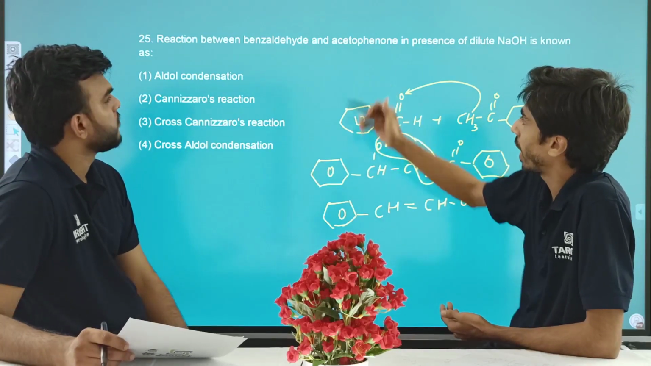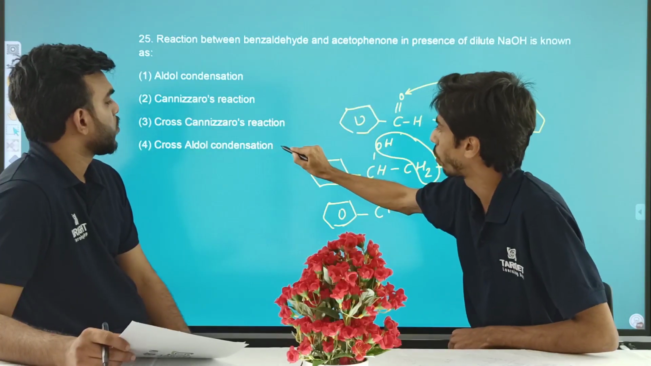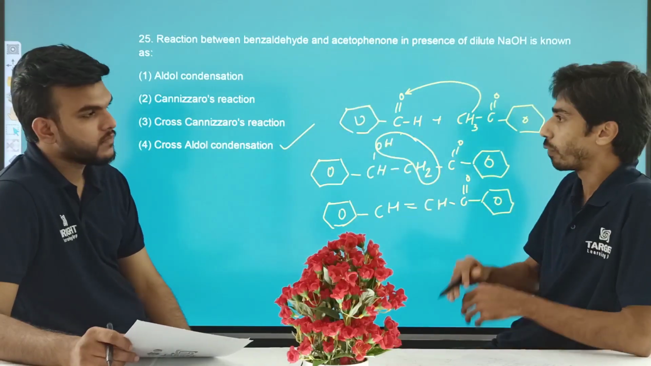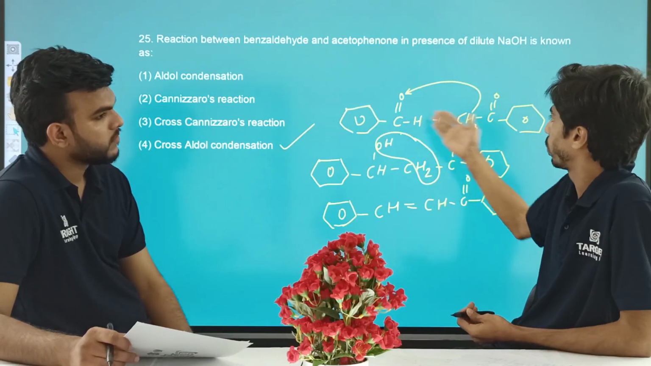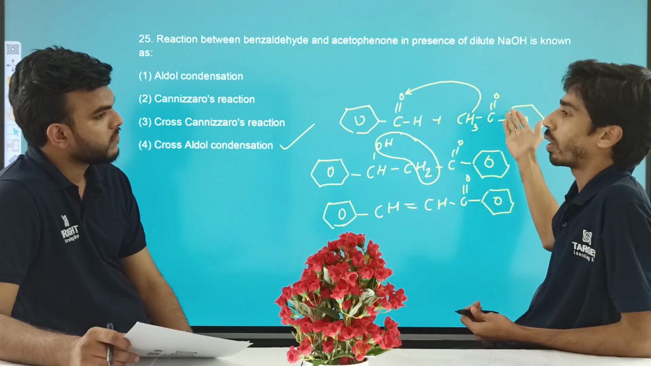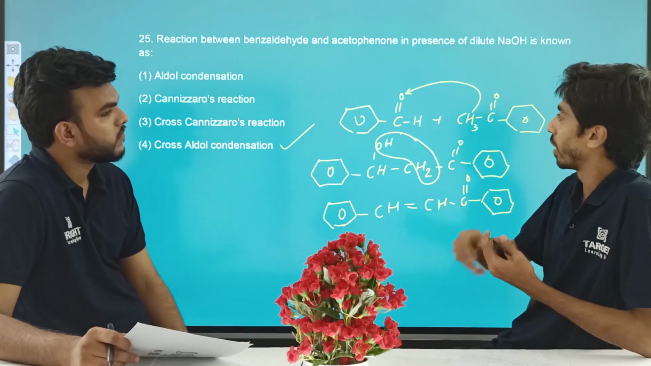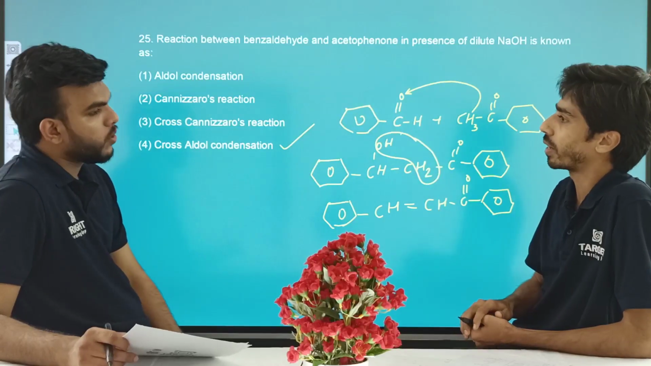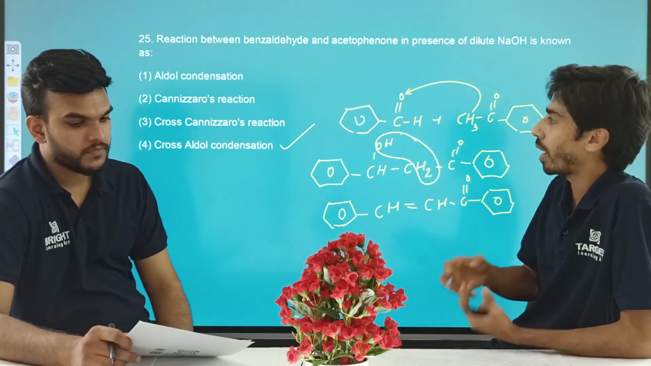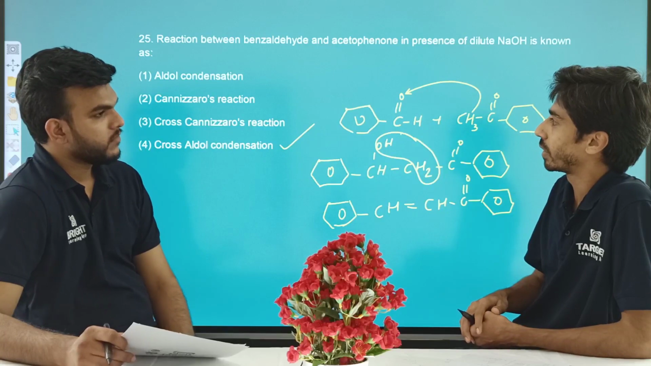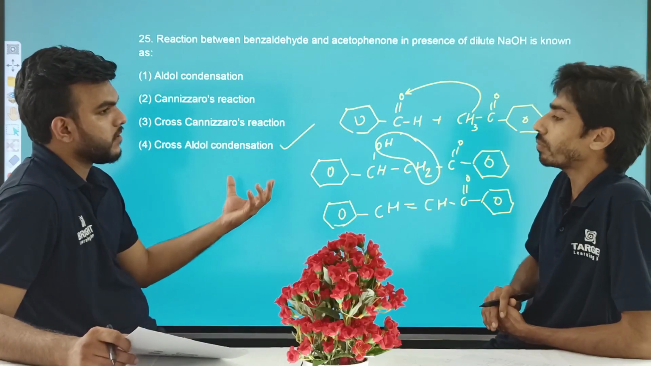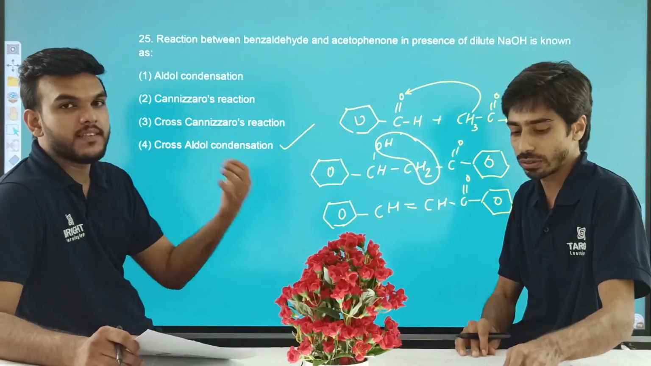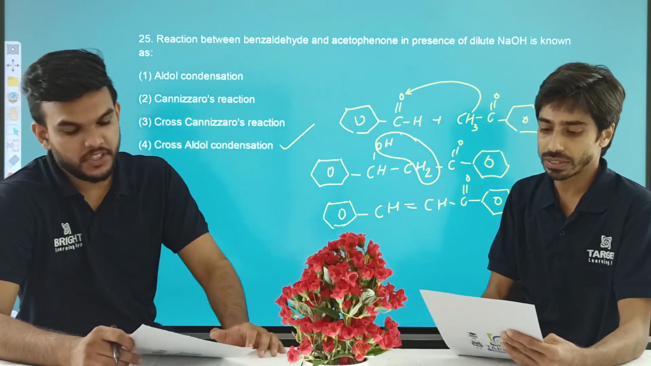So this reaction is known as cross-aldol condensation because we are taking two different species, one aldehyde and one ketone. Since we are taking different aldehydes and ketones, such reactions are called cross-aldol condensation. If it is between the same aldehydes, it's called aldol condensation. And if it is different, it is known as the cross-aldol condensation.